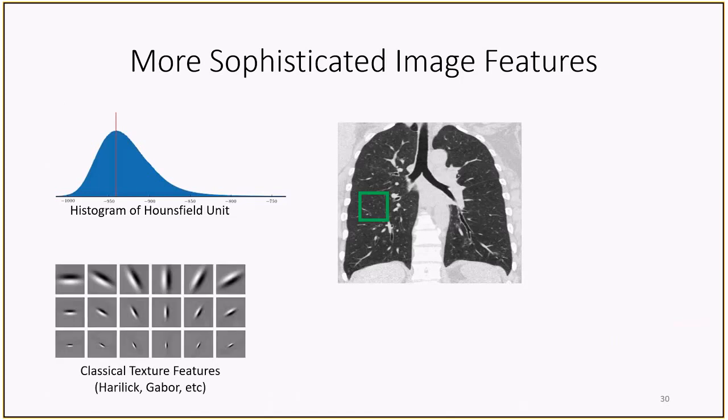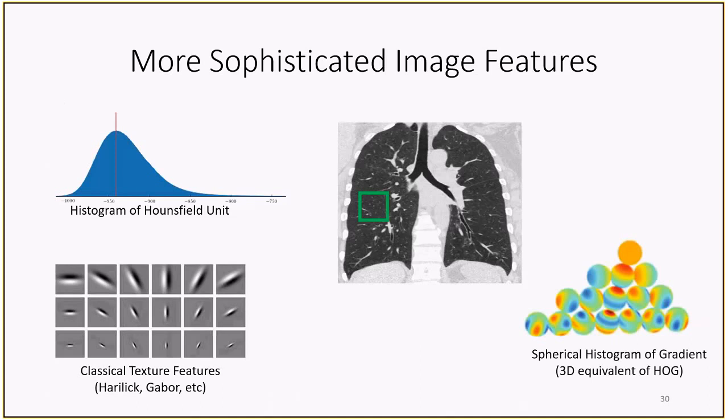So take your favorite texture representation, Gabor representation, or Haralick, or whatever. More specifically, we are working on a representation of the texture which, because we are talking about 3D images, is rotationally invariant. Basically, for people who are familiar with the histogram of oriented gradients, HOG, this is the 3D version of the HOG.